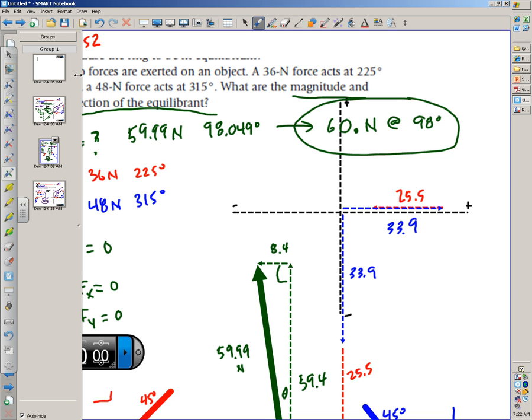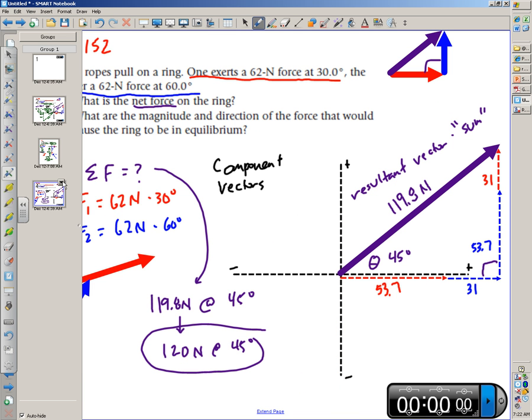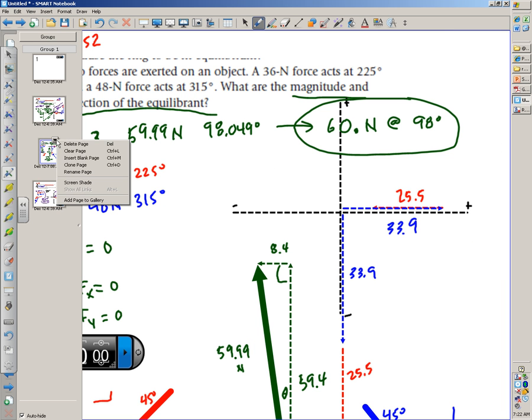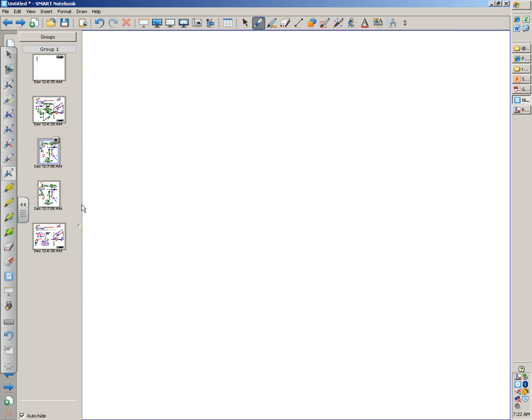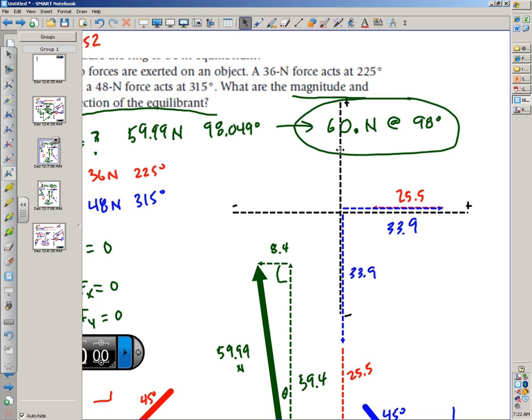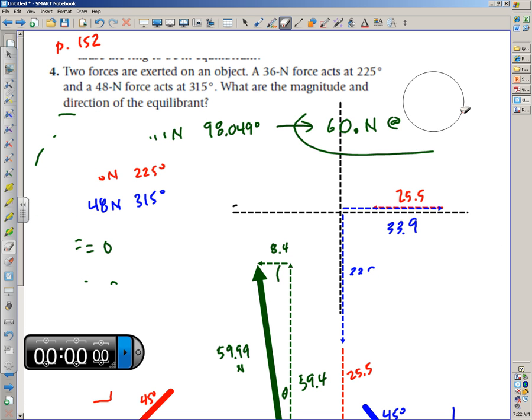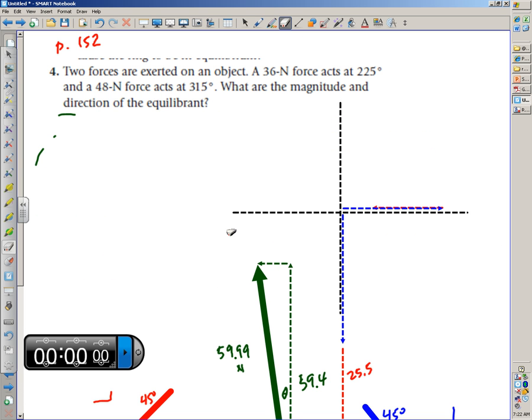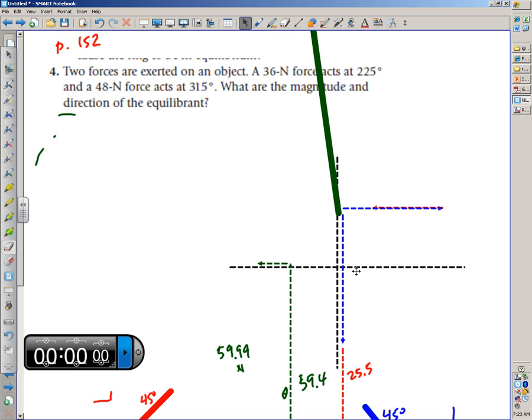If you want to check it out, you don't have to do this. I'm going to do it. You don't have to. But if I get rid of some things, like all of my writing here, and just take a look at my forces, here's my green force. Ooh, off the page.